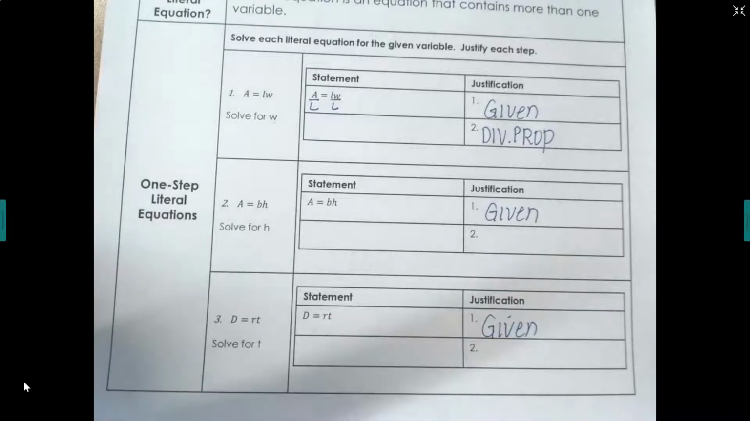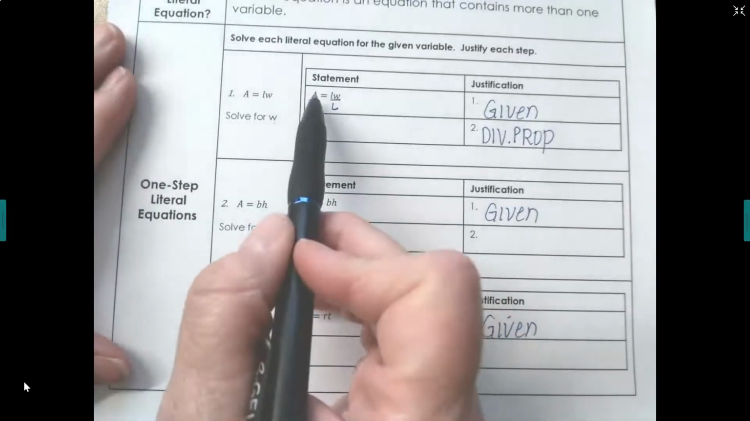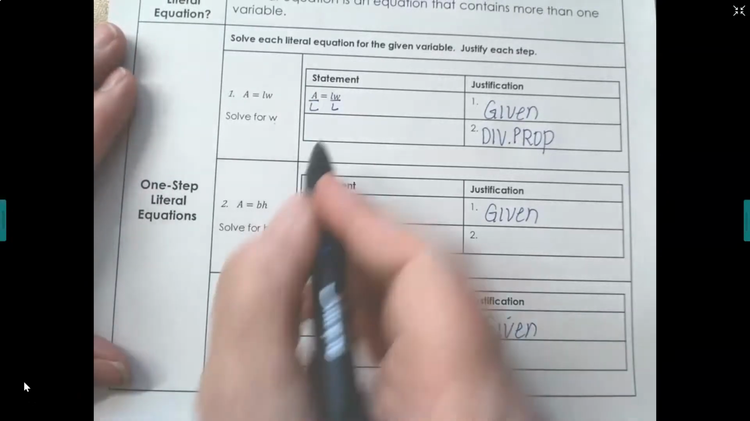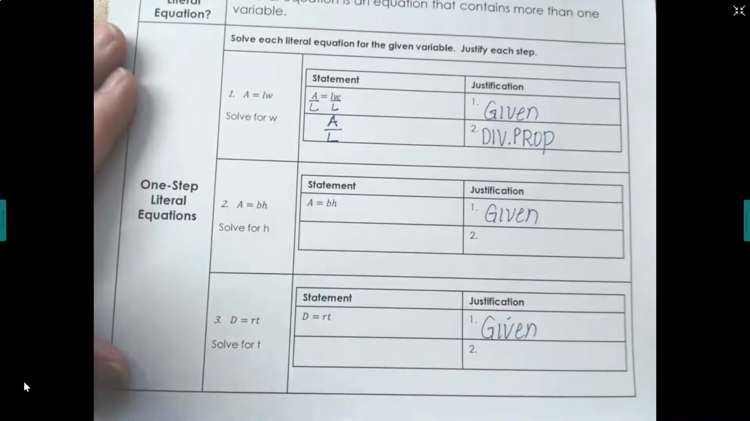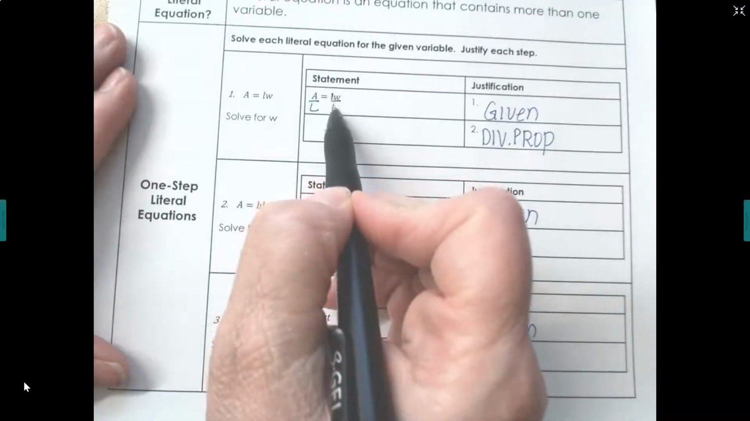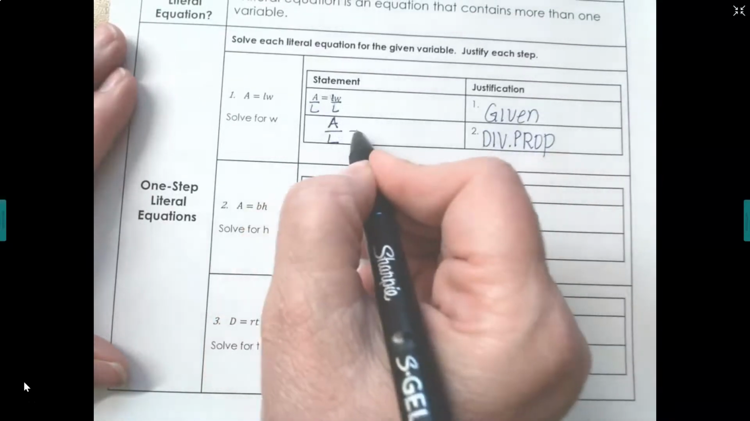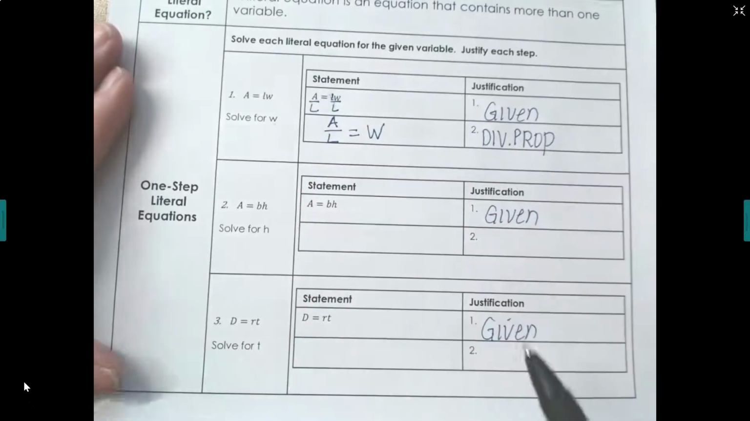Now here's where we're talking about how things are not going to combine. A and L are not like terms, so we're just going to write A divided by L because I can't combine them down any. This L cancels with the L below it to 1, leaving W.